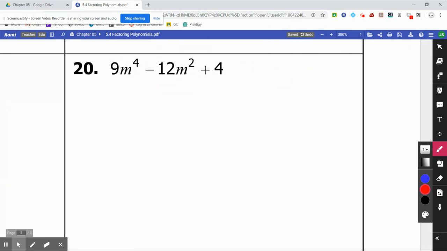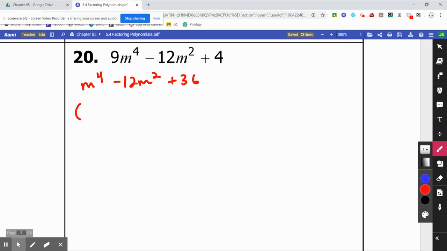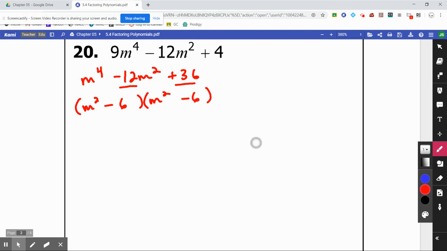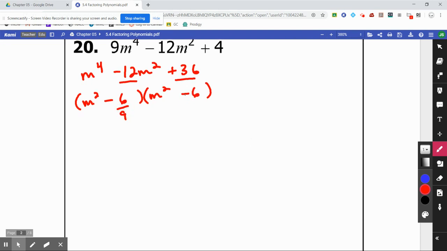Another slip and slide problem here. There are no common factors, so let's rewrite it as m to the fourth minus 12m to the second. Slip the 9 to the end. And I believe you actually have a perfect square trinomial here. M squared and m squared, adds, multiplies is the same, -6. You slip the 9, so divide by the 9.